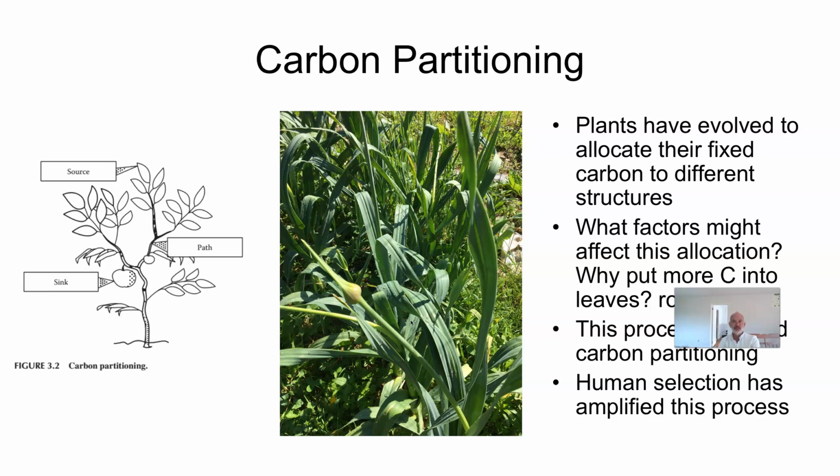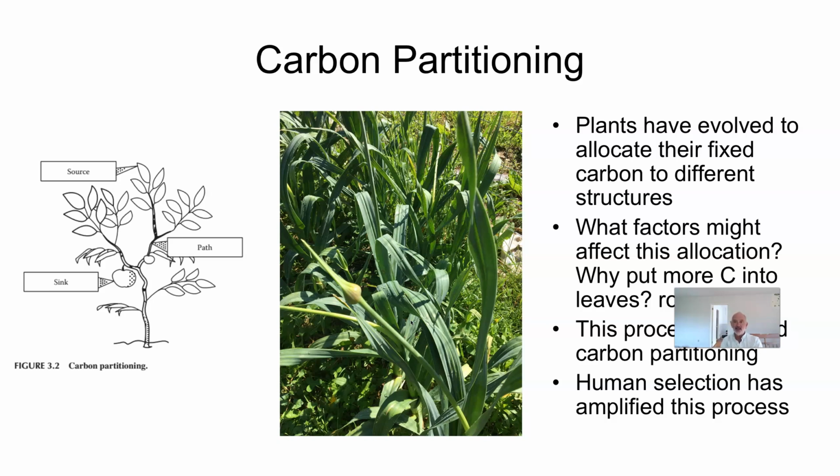One of the last concepts I want you to know about for this lecture is the notion of carbon partitioning, right? So we talked about how plants take in their carbon and they fix their carbon. The question then becomes, where do you put your carbon? What do you want your carbon to go into? So we're going to think about both the evolution and selection of plants over time, right? So the evolution of plants in natural ecosystems and the selection of plants for agroecosystems.